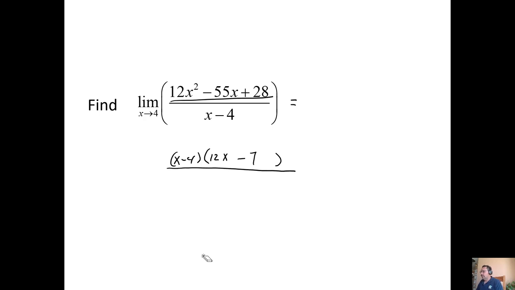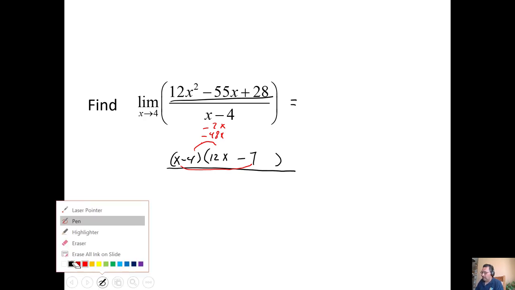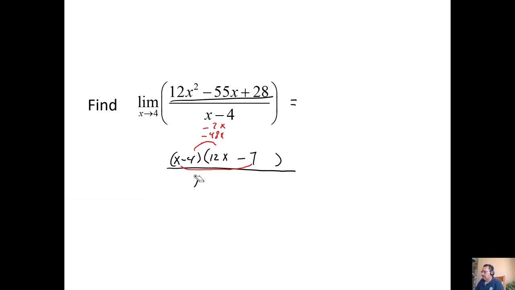And then you might be asking, well, what about the 55x? Well, when I multiply these two together, I get minus 48x. And when I multiply these two together, I get minus 7x, and when I combine those, I get the minus 55x. That has to work, right? Because x minus 4 has to be a factor. Okay. And the bottom is already x minus 4.